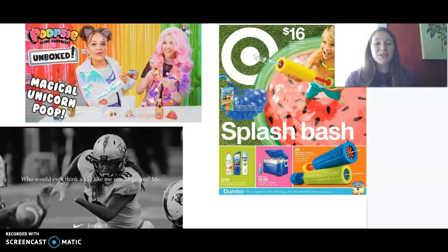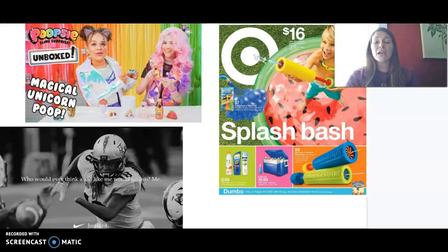And then the last ad you see is actually from a magazine, and it's for Target, and it's for this really fun summer toy. And again, that would be an example of demonstration. You see him playing with the actual toy. You see the price, very bold. That appeals to parents because it's a fairly low price. And there's a fun name, Splash Bash. I mean, come on. Awesome. And then you have other pictures of items associated with it that you might want to buy. So all of those are good ways to advertise.